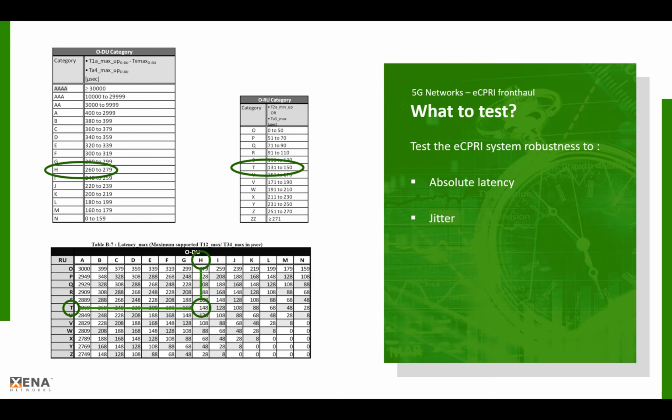So, once you know the delay categories of your RU and DU, you know to which delay limits you can expect them to work, and by that, the limits of your delay testing. Once we have this information, we can connect the network impairment emulator and sweep over the latencies to verify that our Fronthaul system is robust across the required latency range.